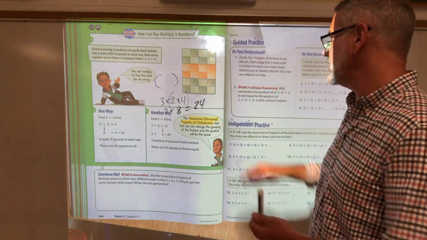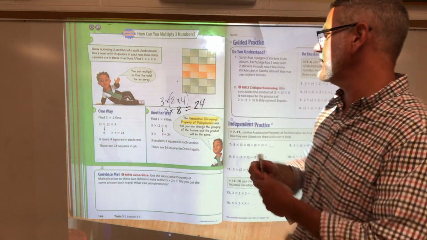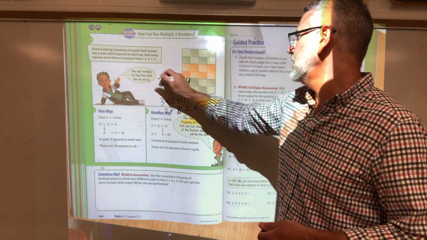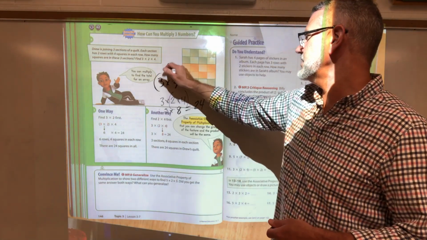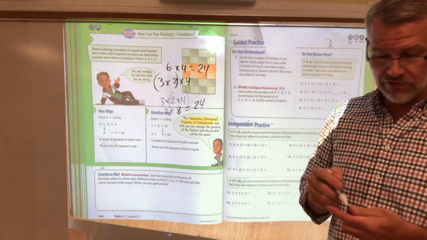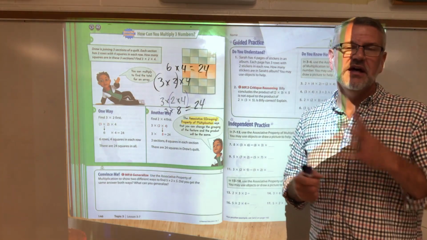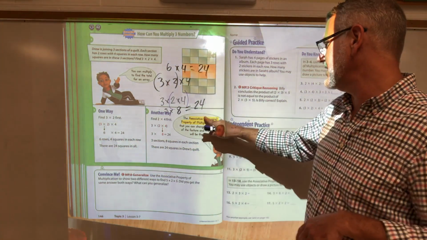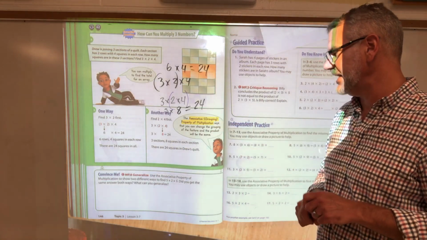Now just to show you that you get the same answer if you group it the other way, we'll do 3 times 2 times 4. And we'll group the 3 times 2. Well, 3 times 2 is 6. 6 times 4 is also 24. So it doesn't matter how you group them. Think of the associative property as grouping, grouping, and they even call it the grouping property here.